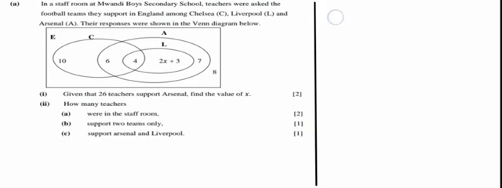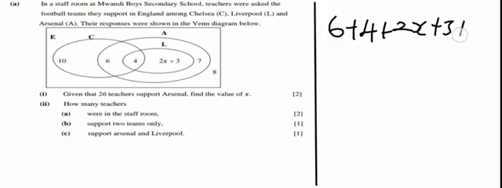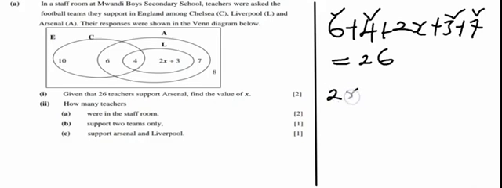So if I add 6 plus 4 plus 2x plus 3 plus 7, then I'm going to get 26. Since 6, 4, 3, and 7 are like terms, when I add them, I'm going to get 20. So it is 2x plus 20 is equal to 26.